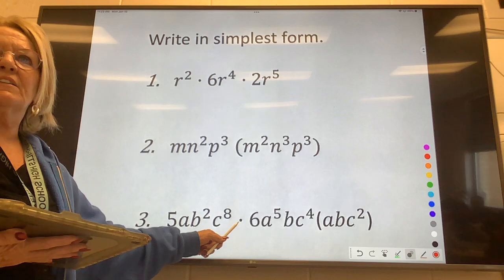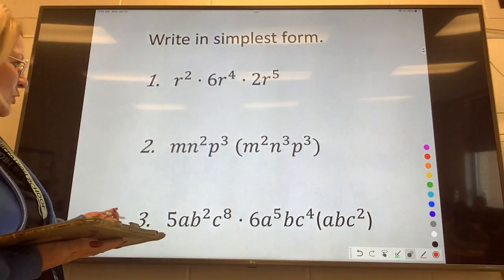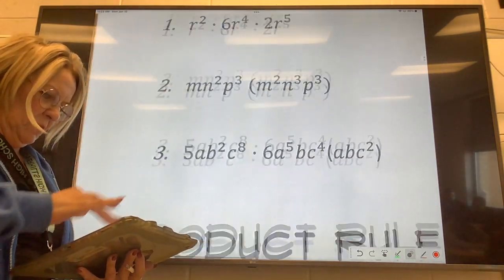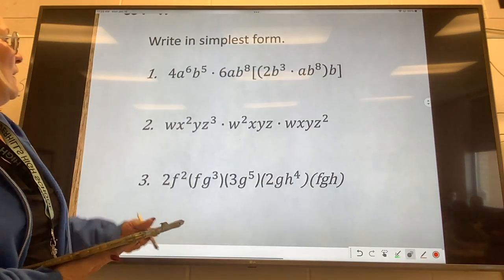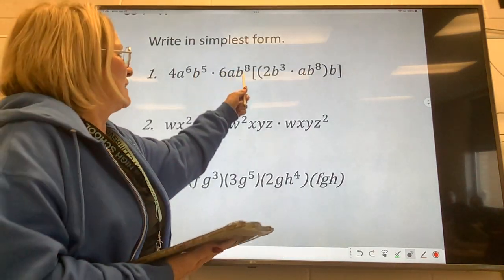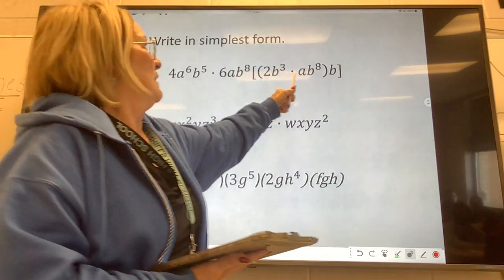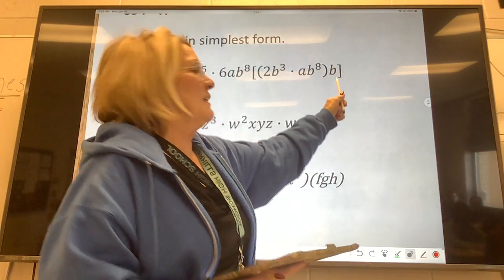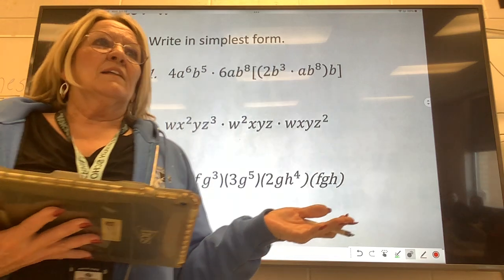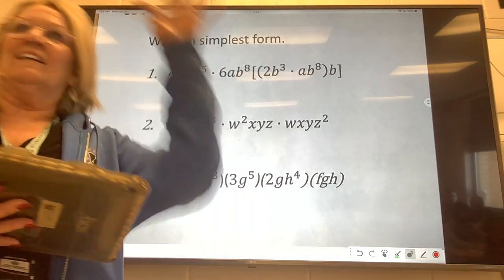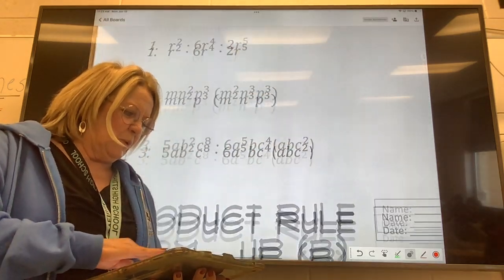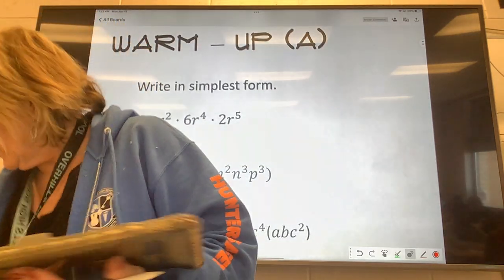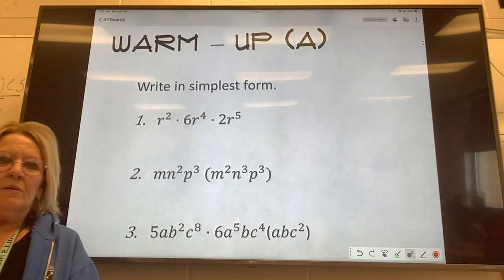A dot means times. A bracket, which when we get down here, this times this times this times this times this. It's all times. So don't let that confuse you just because they got a lot of stuff going on there. You're still going to do it the same way you normally would. So today we're going to multiply.